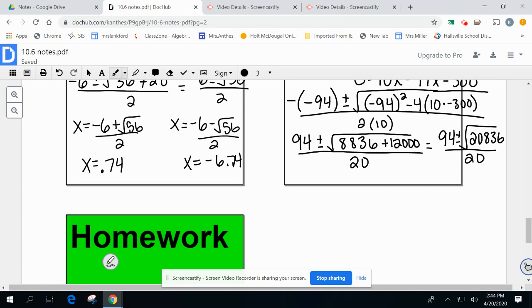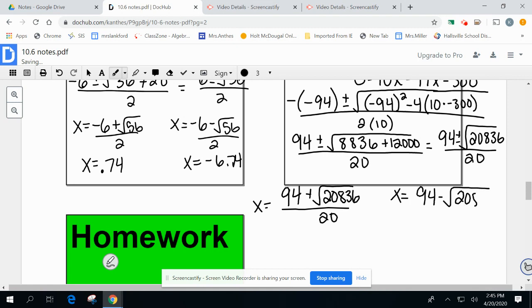So 94 plus square root of 20,836 divided by 20, and 94 minus square root of 20,836 divided by 20. So I'm going to get x equals 11.92, x equals negative 2.52.